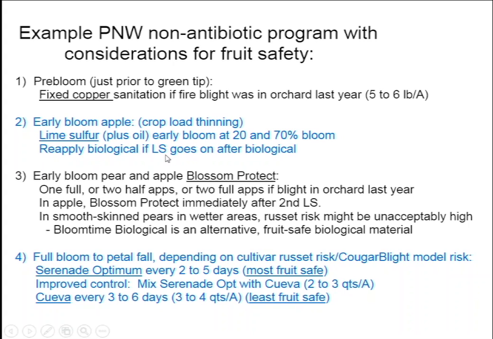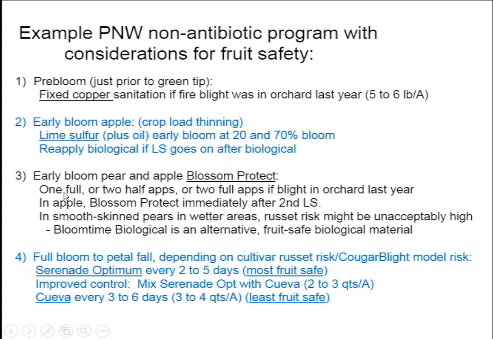So we would like to see that the biologicals get reapplied if lime sulfur goes on after the biological. And so, more getting into the program here, how to use a biological. Let's say we put on 2 lime sulfurs in apples, or we're just starting in pears. We would put on Blossom Protect first, and the sequence is very important here.